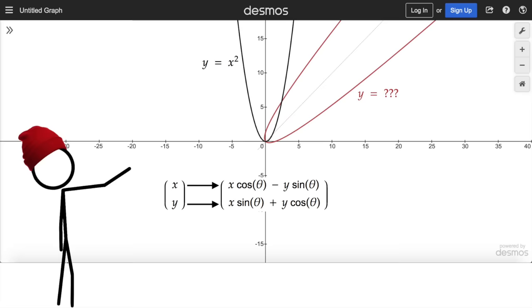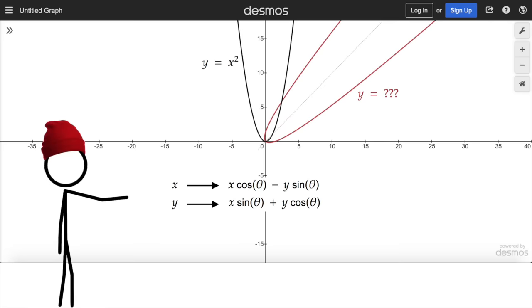Yeah, cool. But what about the parabola? How do we do that? Wait a minute. A parabola is a collection of points, right? y equals x squared, that's just the collection of all the points (x, y) which satisfy y equals x squared. So if we take all of those points and rotate them at the same time, then the whole parabola is going to rotate as well. And all we have to do is swap the x's for x cos theta minus y sine theta, and swap the y's for x sine theta plus y cos theta.